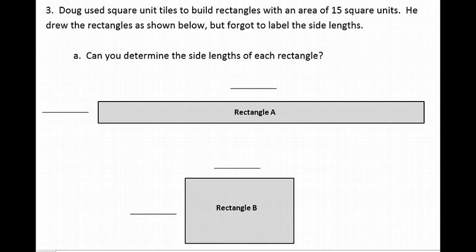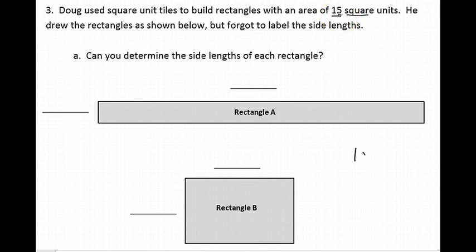The next question says, Doug used square unit tiles to build rectangles with an area of 15 square units. He drew the rectangles as shown below, but forgot to label the side lengths. Can you determine the side lengths of each rectangle? Well, we know that when we multiply our length times our width on each rectangle, we need to get an area of 15 square units. So I'm going to think of multiplication problems that equal 15.